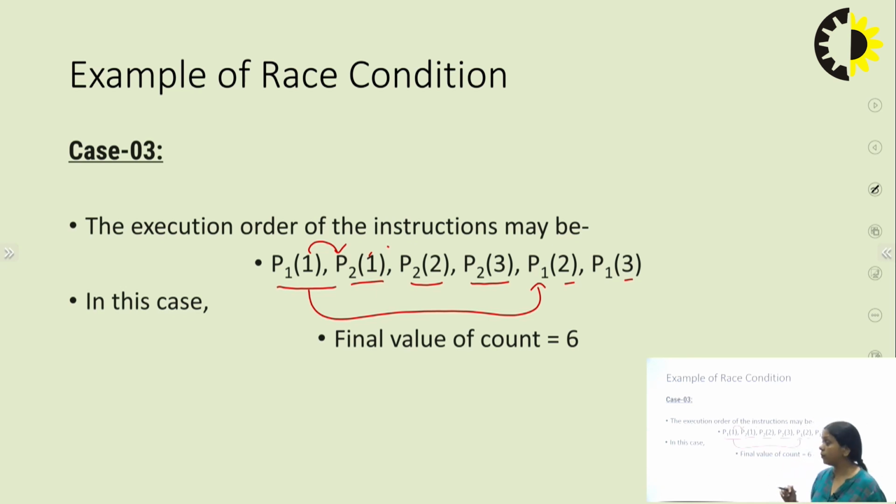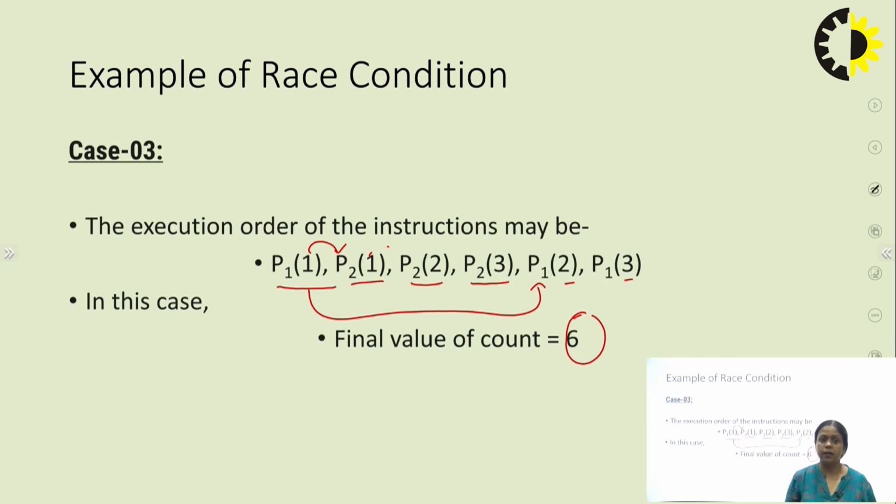But the answer this time will be, the count will be 6. In the previous examples, the value of count was 5, but in this sequence we have a value of 6. This is known as an inconsistency in data, and this is known as a race condition in the system. It should be avoided. It should not be possible. It should not leave the data in an inconsistent form.